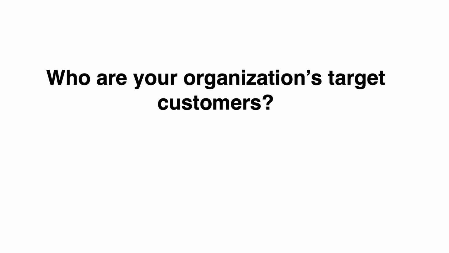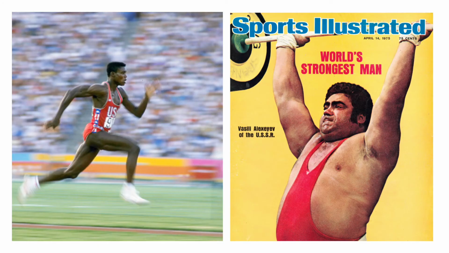So, who are your organization's target customers? Or your organization's target interested parties? In video 2, I used this sports metaphor. Different sports require different bodies. Different customers require different processes, require different competitive advantages, different priorities.